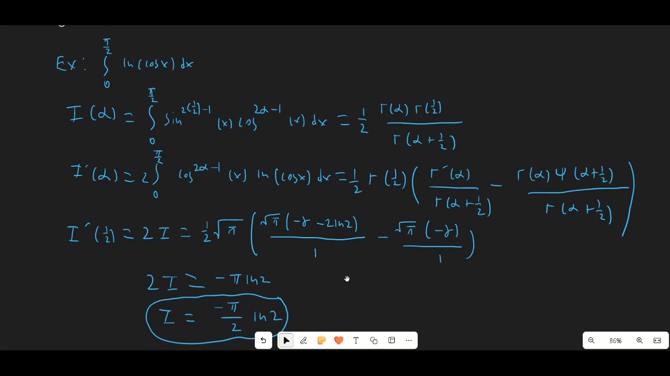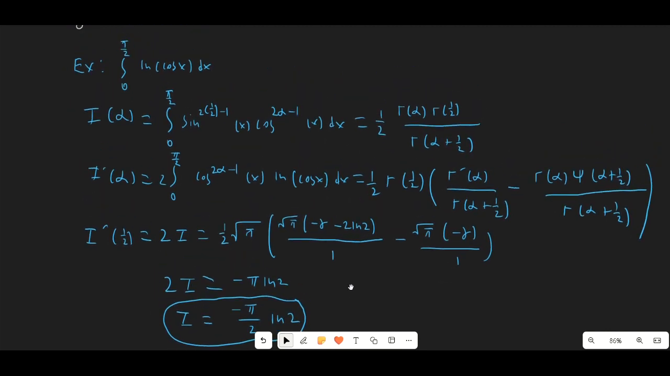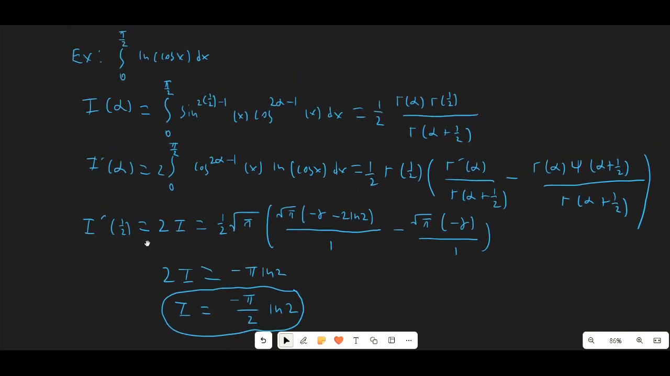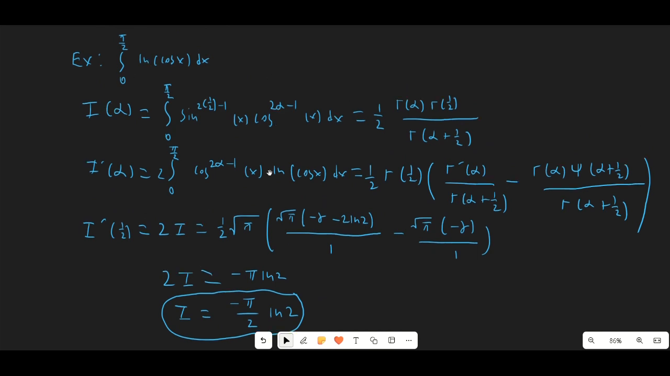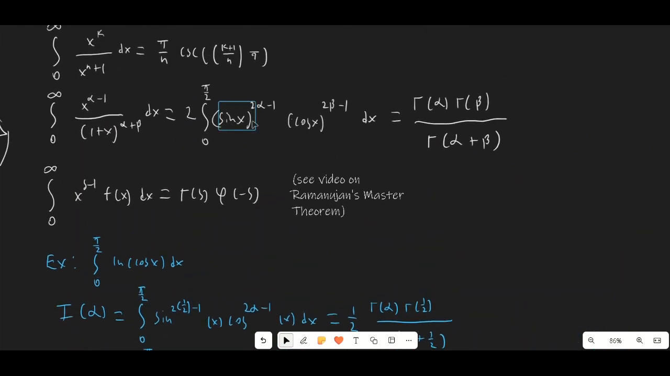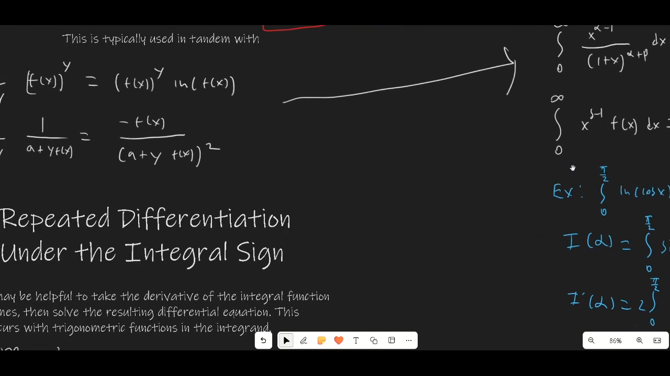And again, there are definitely better ways to do this, but notice that we just had 3 or 4 lines of work right here because we recognize that this is a representation of this beta function formula. So that's going to be really helpful. If you ever see an integral from 0 to pi over 2, powers of sine, powers of cosine, and natural log sine, natural log cosine, think partial derivative with respect to alpha and beta in this formula right here. All right, let's go ahead and move on to the next topic.